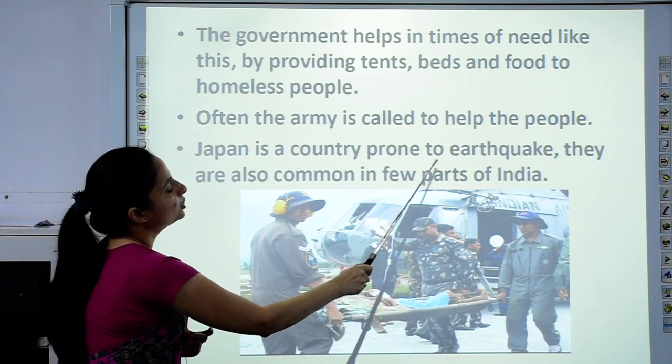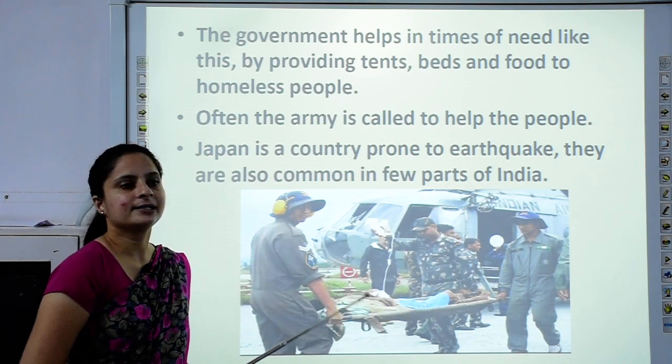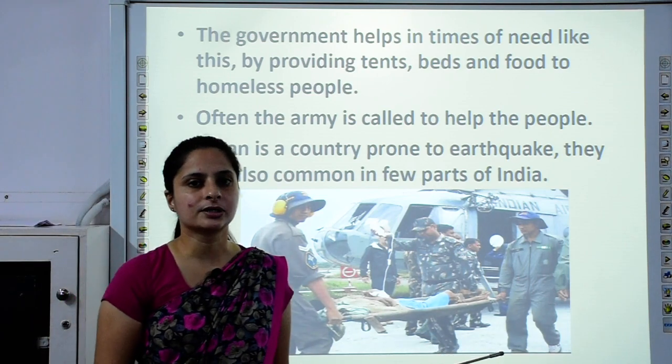Japan is a country prone to earthquakes. They are also common in a few parts of India. Now Japan is a country where earthquakes occur most frequently.